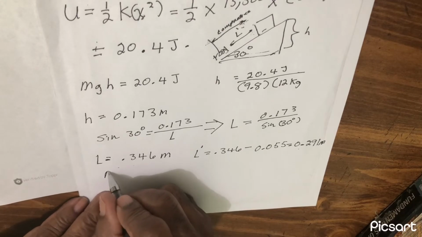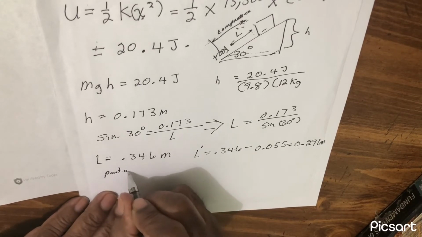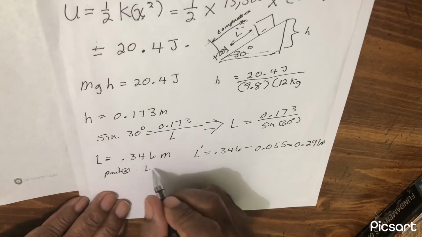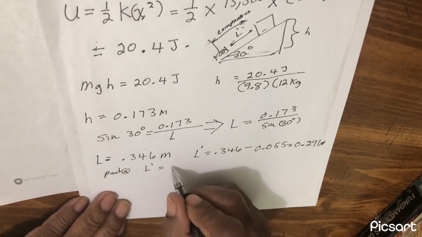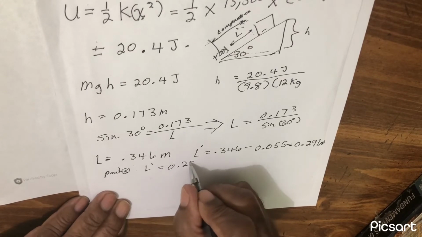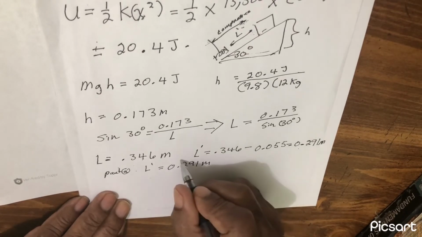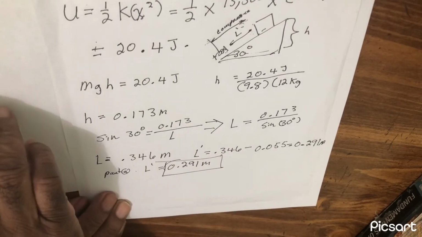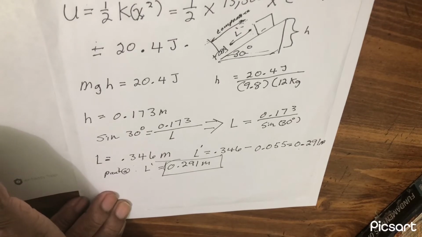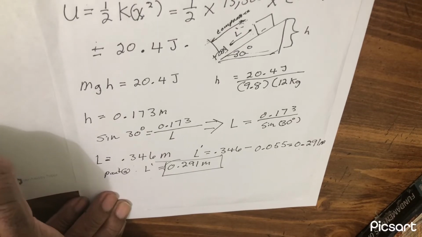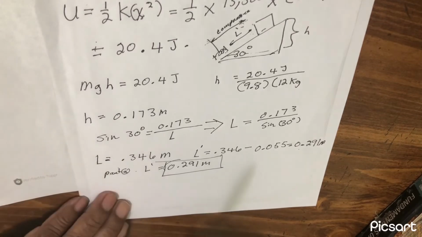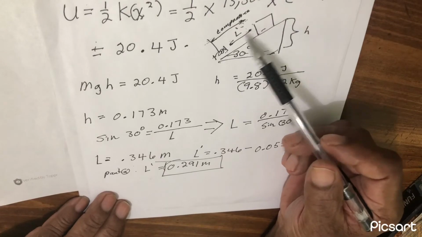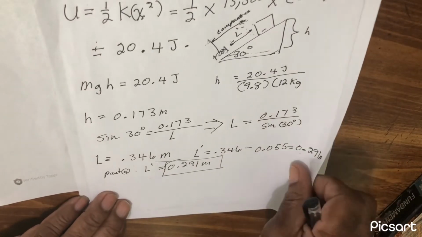So part A, we have L equal to 0.291 meters. Now B, it says, what is the speed of the block just as it touches the spring? Well, we need this L here, which we can compute for that. So let's just go back.